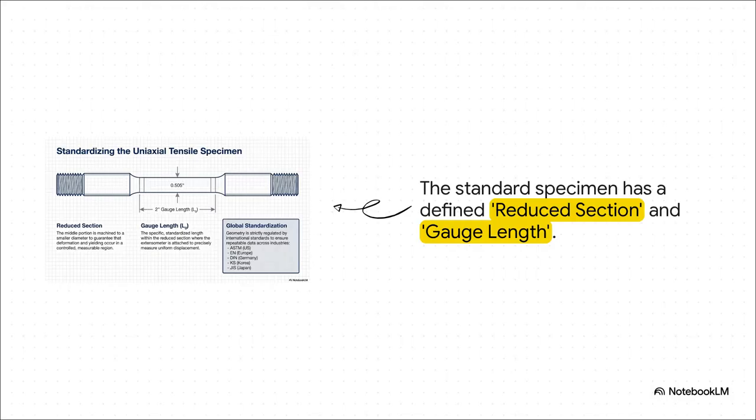Let's zero in on the most common one, the classic dog bone tensile specimen. See how it gets thinner in the middle? That's called the reduced section, and it's designed to make absolutely sure that all the action, all the stretching, happens right there, where we can measure it accurately. And that specific area we measure is called the gauge length.